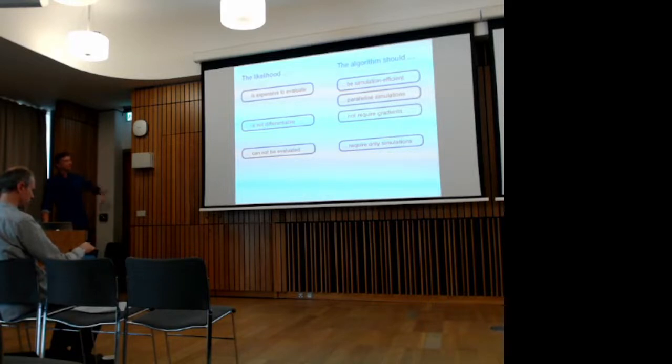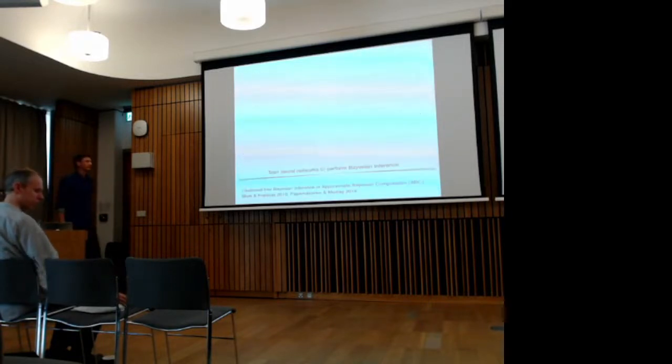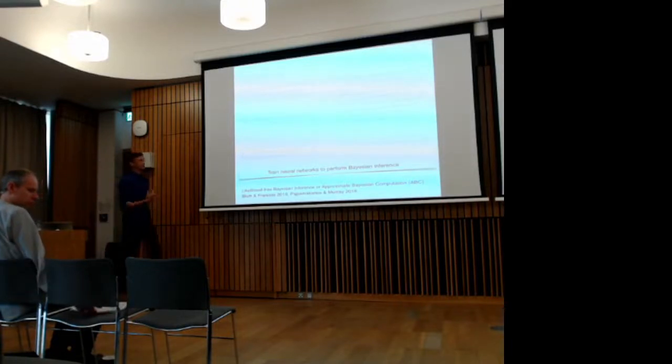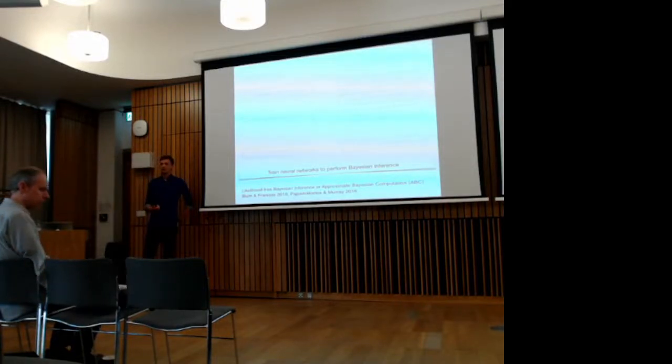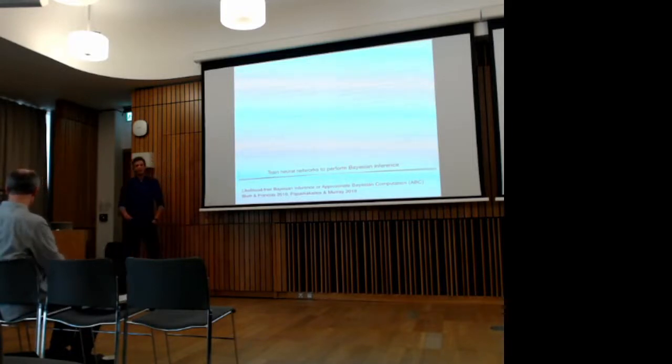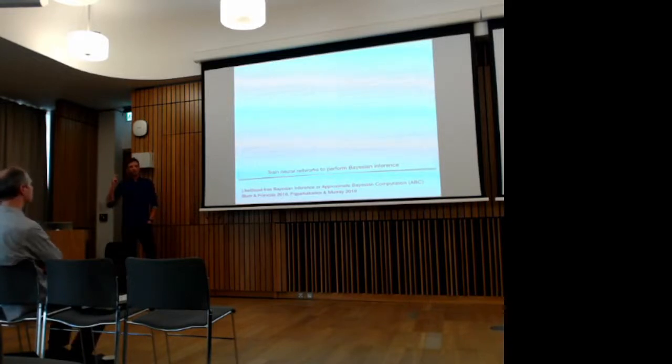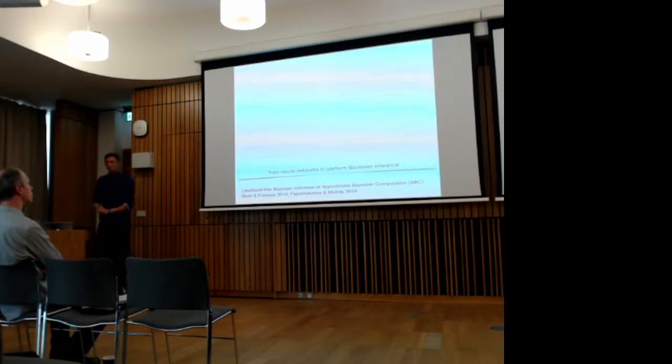And in order to achieve this wish list, the key idea that we're pursuing here is to train neural networks to perform Bayesian inference for us. This is an idea that was first brought up in 2010 by Blum and François, and that was later on really brought to life, so to say, in this exact building by George Papamakarios and Iain Murray. So, how does this work? How do we train neural networks to perform Bayesian inference?